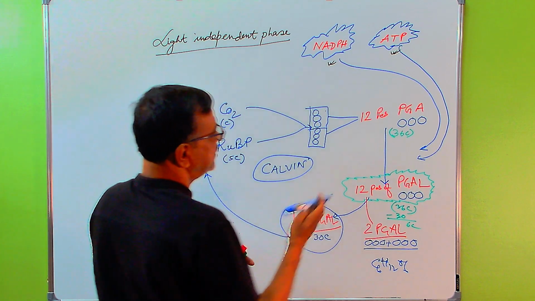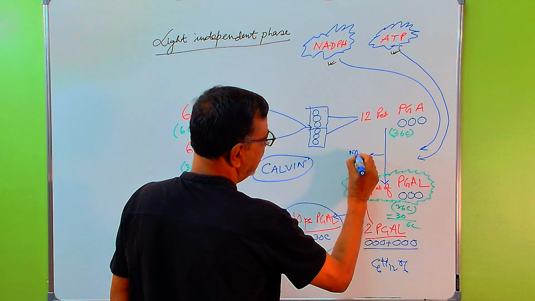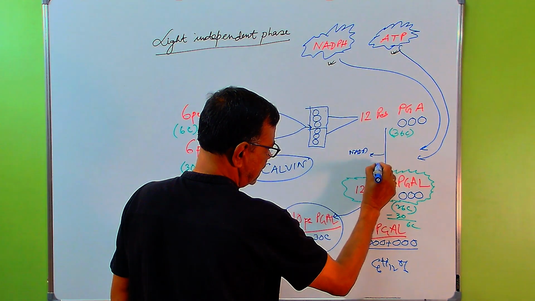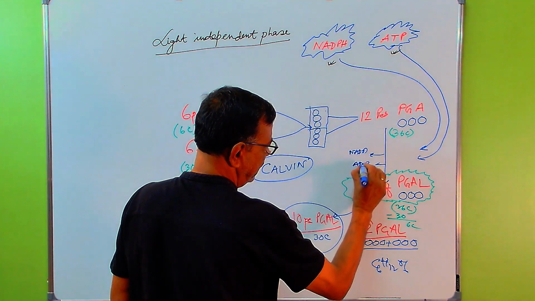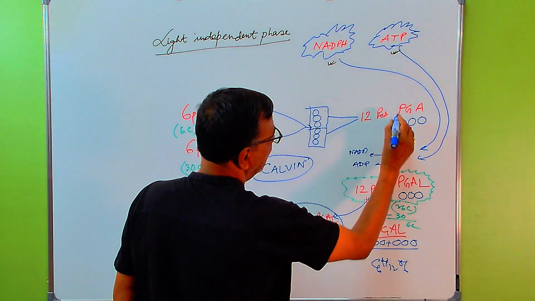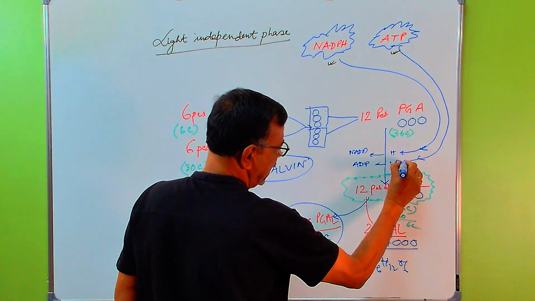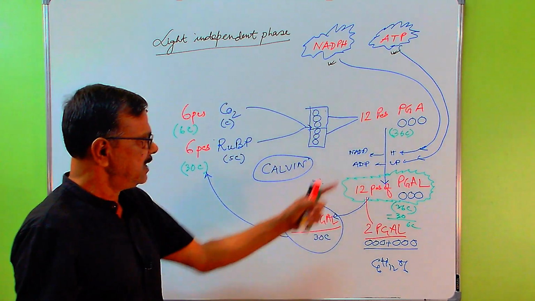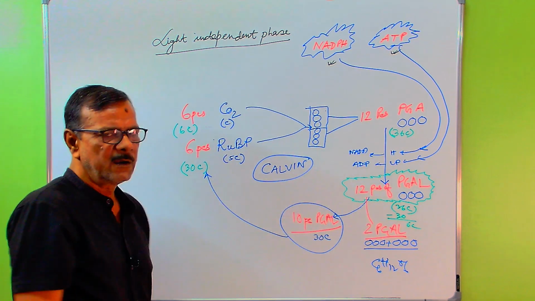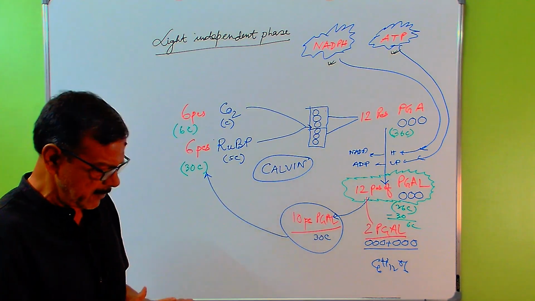Here, this NADPH will come and it will be converted to NADP, and ATP will give one phosphate and will produce ADP. Here H will be there, and adenosine triphosphate, one inorganic phosphate will be given to charge this phosphoglyceric acid to make it active, like 12. This is the total funda of this Calvin cycle or dark reaction, whatever it is.